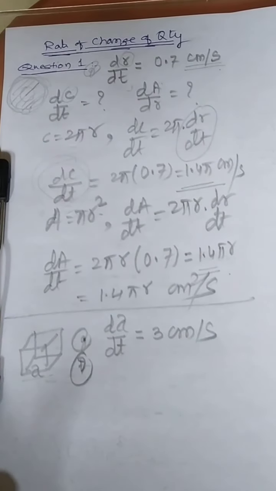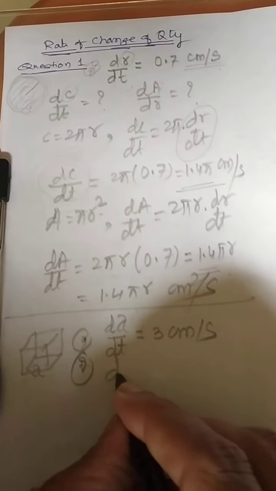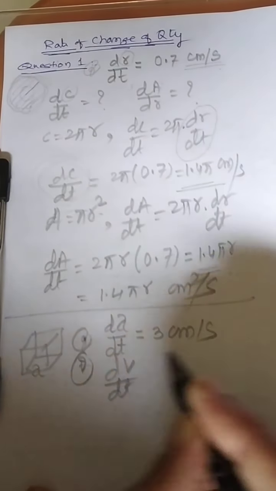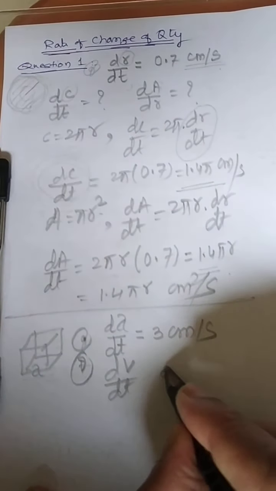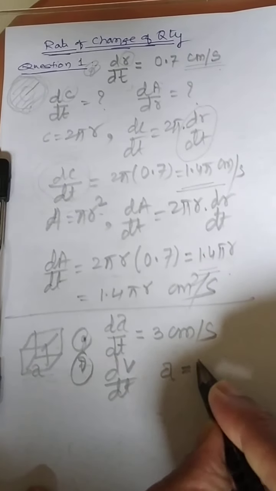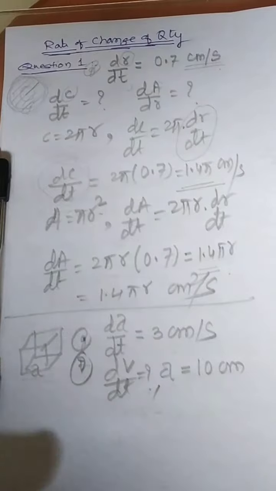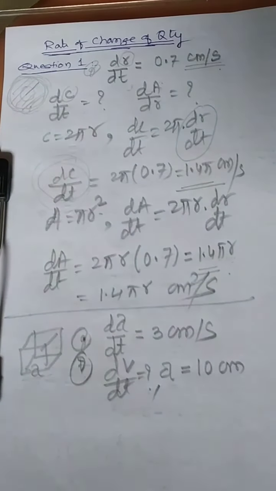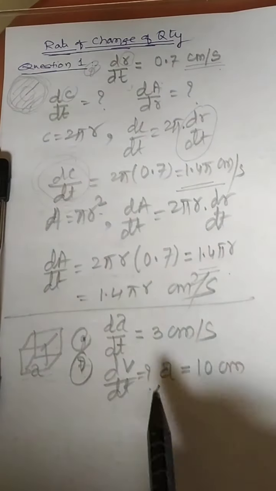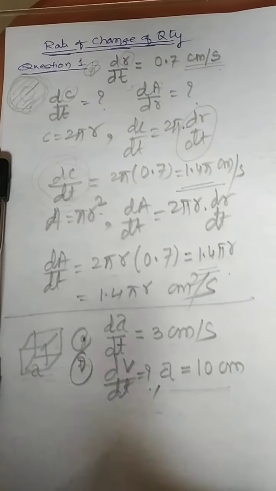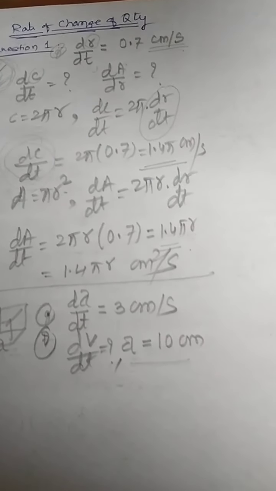How fast the volume of the cube increases when the side of the cube is 10 centimeter long. This was missing in the previous question. Now here it is, a is provided to you. Now how do you get it?